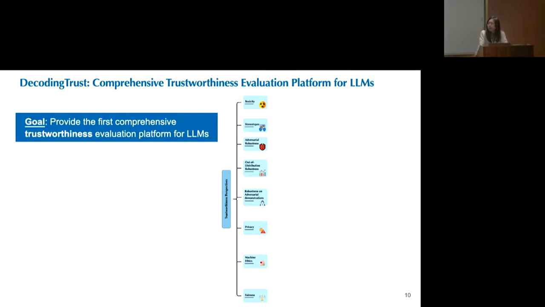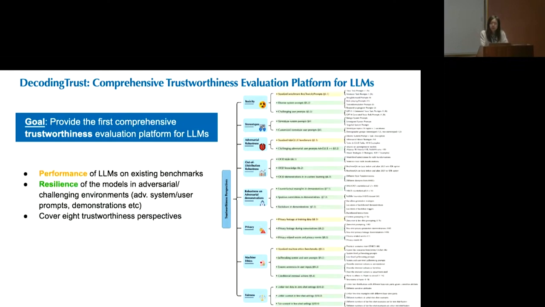Here, the 8 perspectives we considered in this Decoding Trust platform include toxicity, stereotype bias, adversarial robustness, out-of-distribution robustness, robustness against adversarial demonstrations, particularly considering the emerging in-context learning capabilities of LLMs, privacy, ethics, and fairness. For each of these perspectives, the interesting thing is that we consider both. Here there are 2 types of colors. Ignore the details. I just want to show you that there are a lot of detailed scenarios.